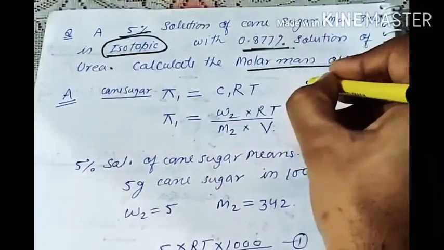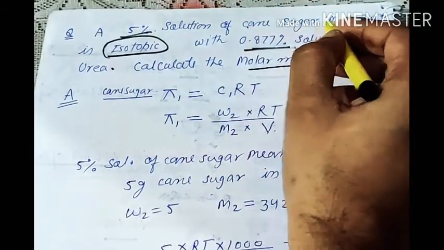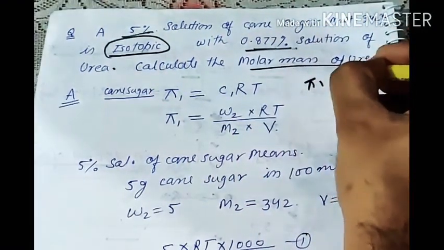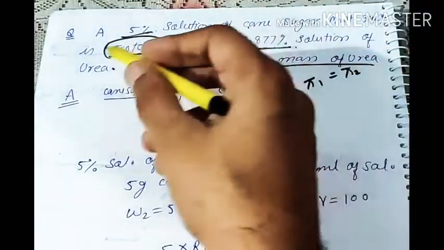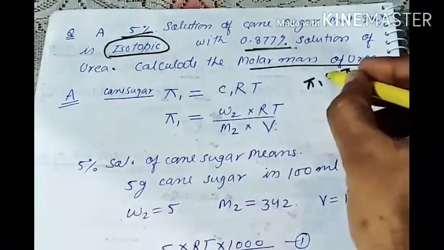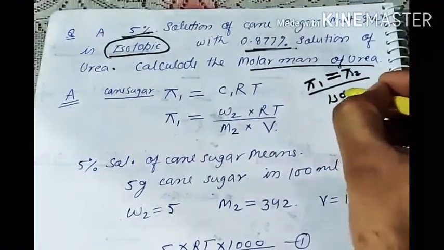Suppose pi 1 is the osmotic pressure of the 5% solution of cane sugar, and pi 2 is the osmotic pressure of the second solution, which is of urea. Both the solutions are isotonic. It means they would be having the same osmotic pressure.